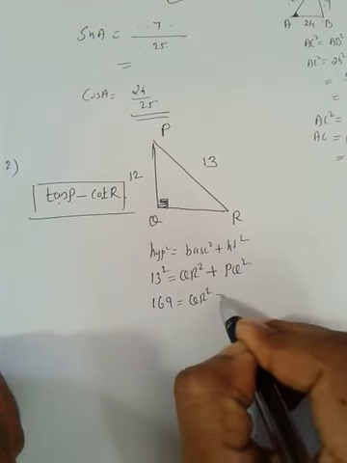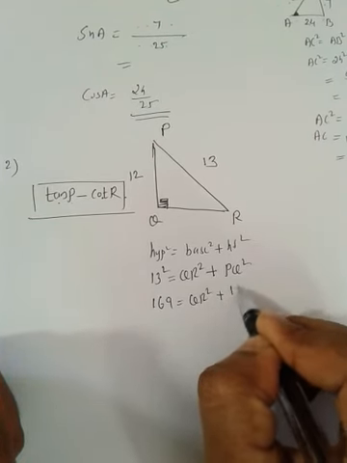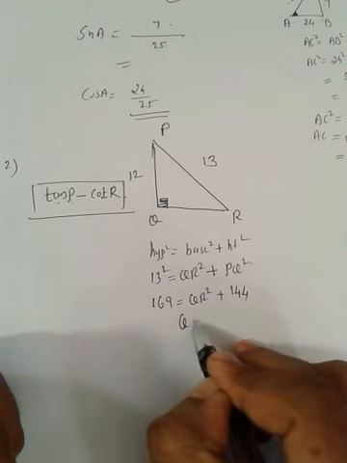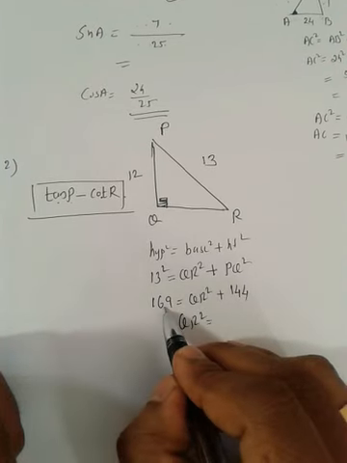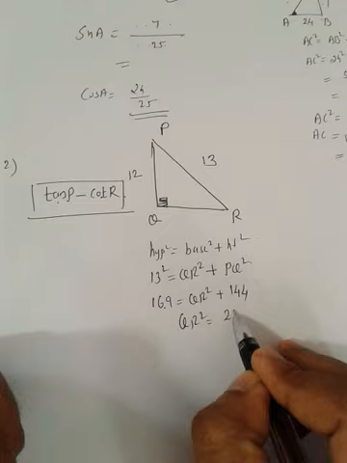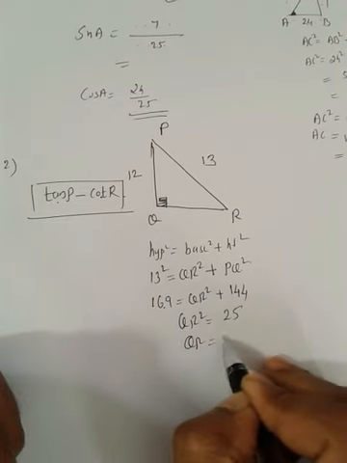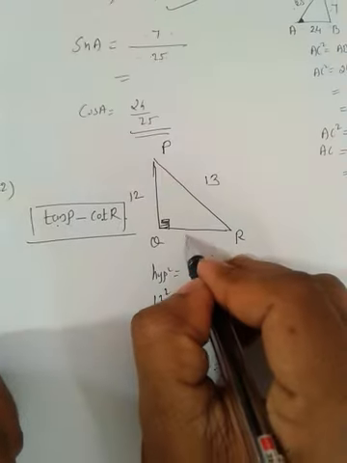We are supposed to calculate QR. PQ is given as 12. So 12 square is 144. Clear? Then what will be QR square? QR square will be 169 minus 144. I think that is 25. And then QR will be what? 5. Then we got the value of QR as 5. Is it clear for you?